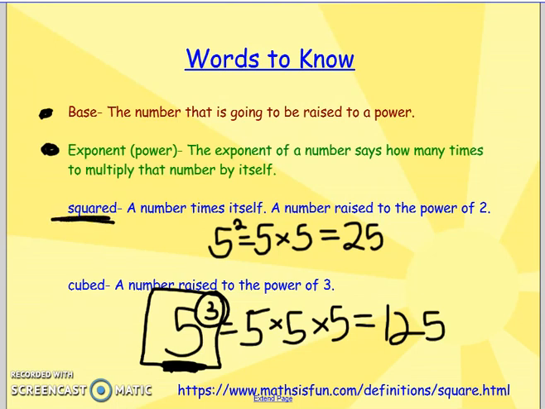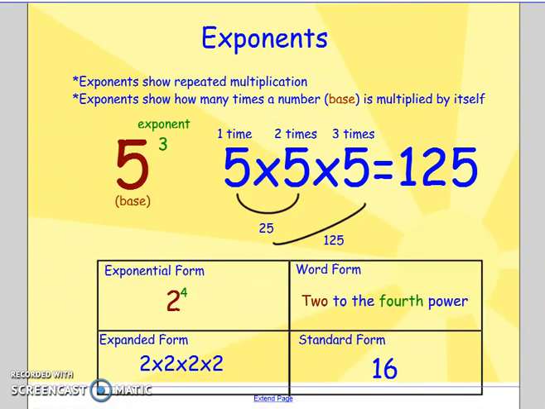Squared, we kind of went over that. A number times itself. So any number raised to the 2nd power, you could say it's 5 squared. And cubed is a number raised to the power of 3. So any number raised to the power of 3, you can say cubed instead. All right, here is our next notes page. Go ahead and pause the video to copy. Now that you've gotten our notes copied, I'm going to go over them a little bit. So up here we've got exponents show repeated multiplication.